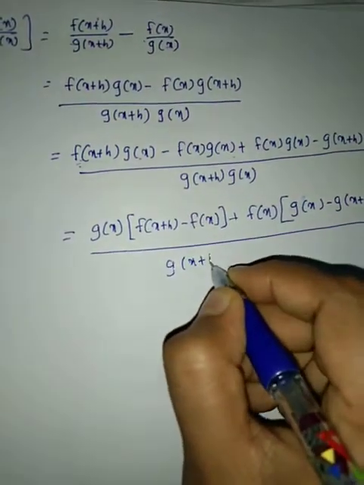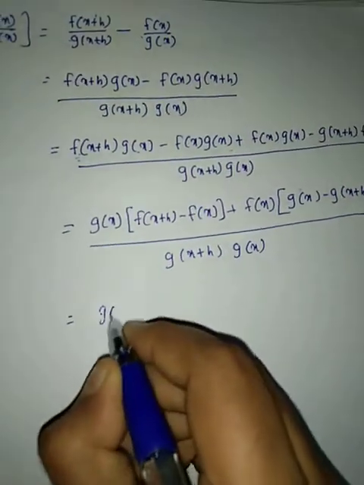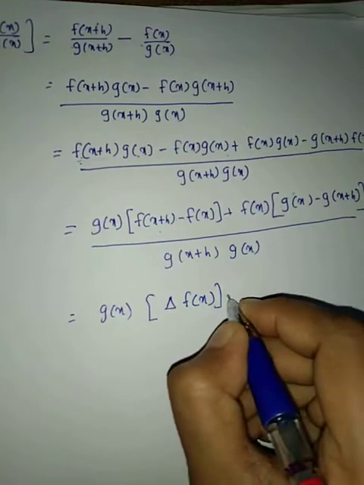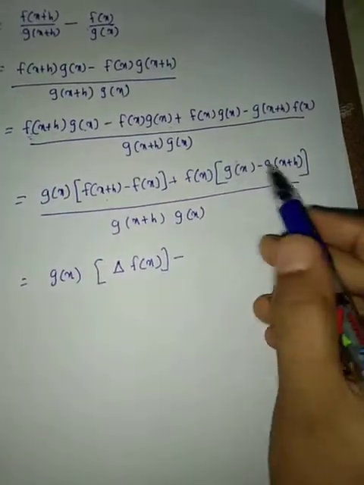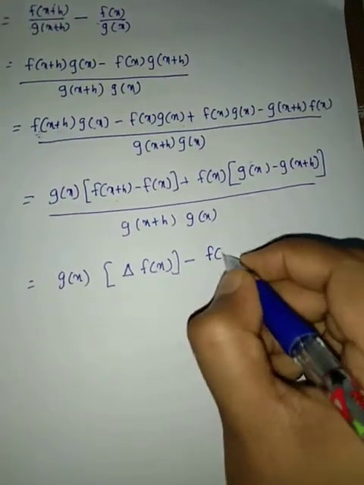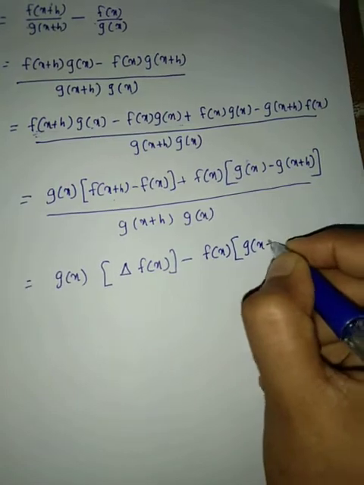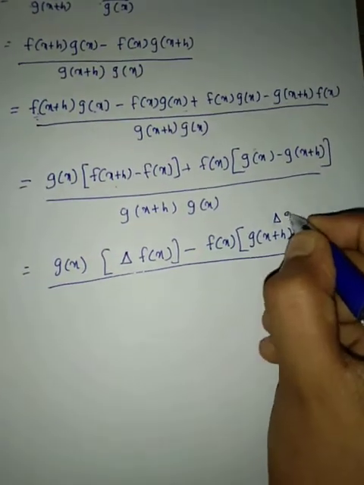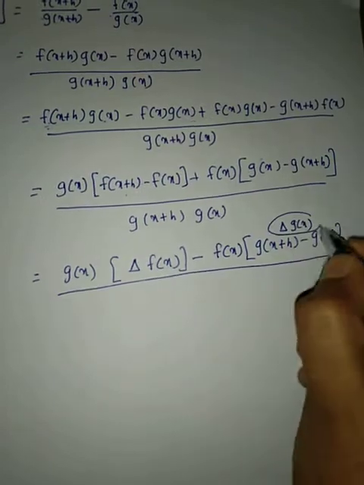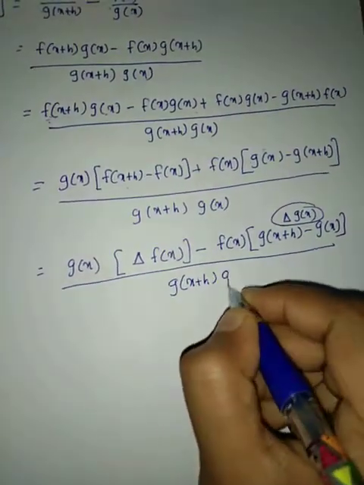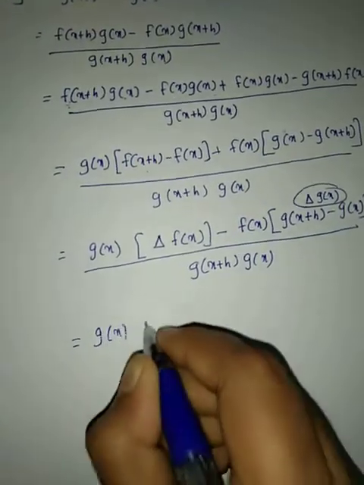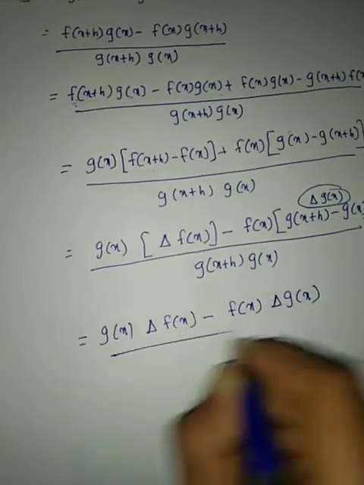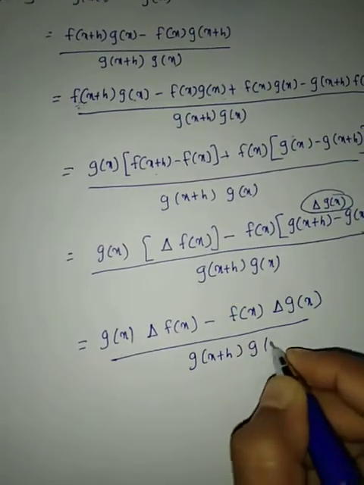Then we can rewrite it as f of x plus h minus f of x is delta f of x, minus, here this term is multiplied with minus, so f of x, g of x plus h minus g of x, since by definition this is delta g of x, divided by g of x plus h g of x. So equal to g of x delta f of x minus f of x delta g of x, divided by g of x plus h g of x.